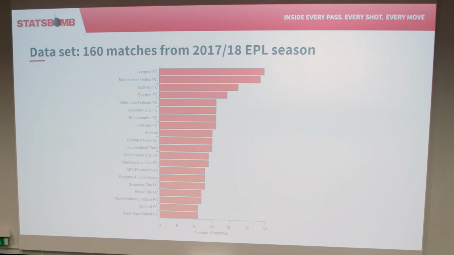Just in terms of the data set, there's 160 matches from the season in the Premier League. There's different data coverage over different teams. Liverpool and Manchester United have the most, Burnley then, and Everton. And then some of the teams have only 11 or 12 matches, so possibly be a little bit more wary of some of the numbers around them, but I'll point them out when necessary.